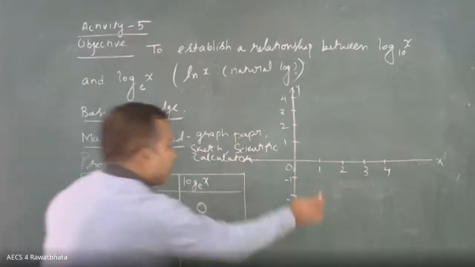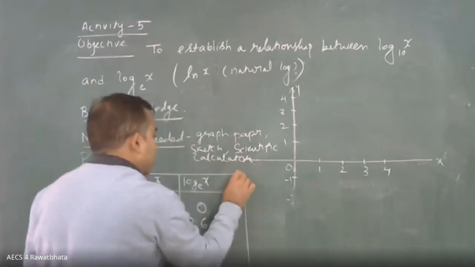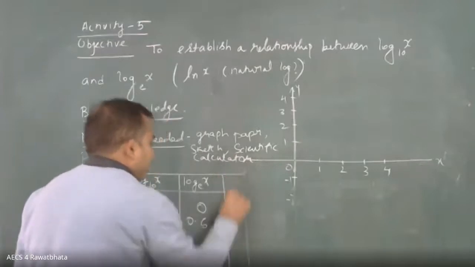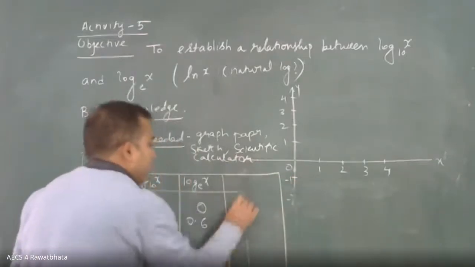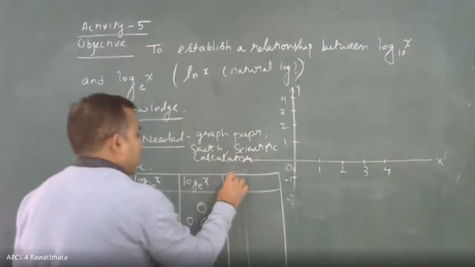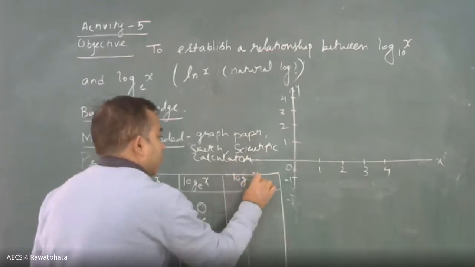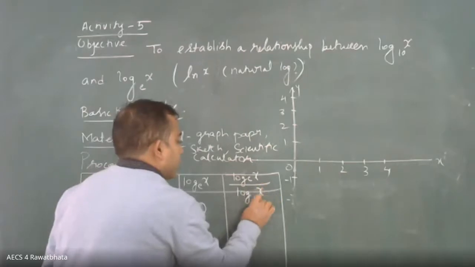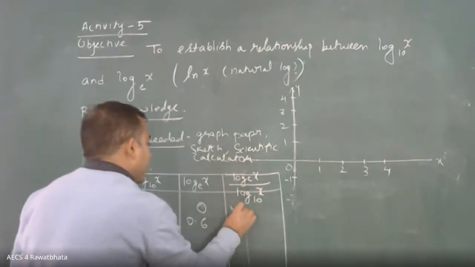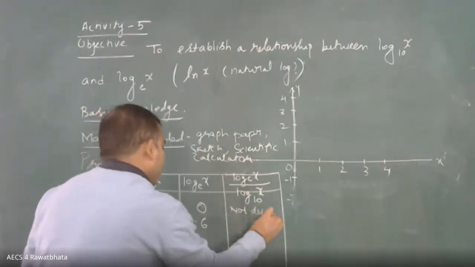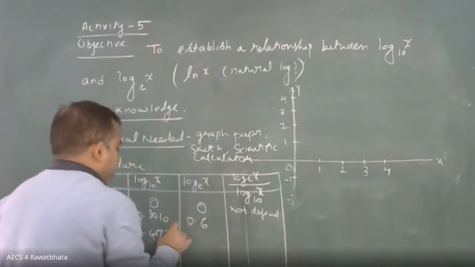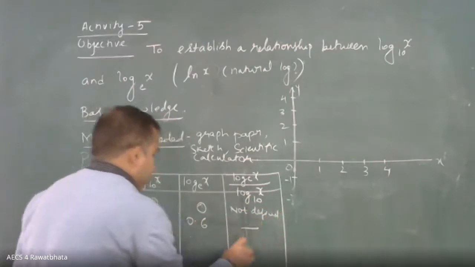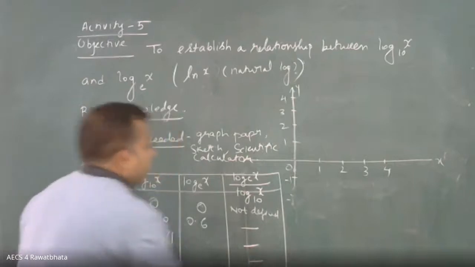And then what you do, you make one more column and you take the ratio: log x base e divided by log x base 10. This is not defined at 1, but 0.6 upon 0.3010 you can write. This ratio you can write. Like this, you complete all the entries.